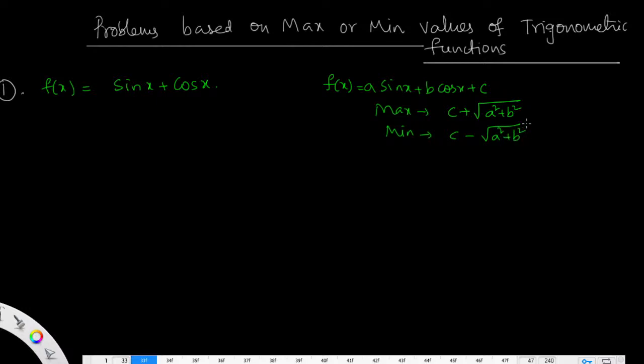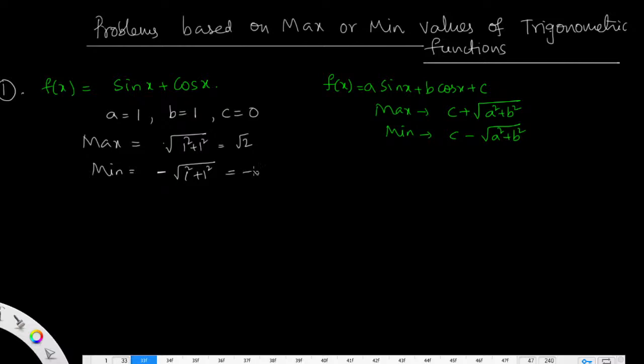Okay, the first question is sin x plus cos x. What is the coefficient of sin x? It is not written, means a equals 1, and b, the coefficient of cos x, is 1. Then the maximum value: c is not there, so put c equal to 0. The value is root of 1 square plus 1 square, which is equal to root 2. And the minimum value is minus root of 1 square plus 1 square, that is minus root 2.